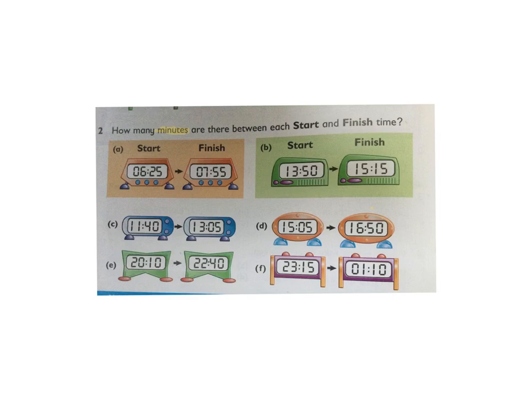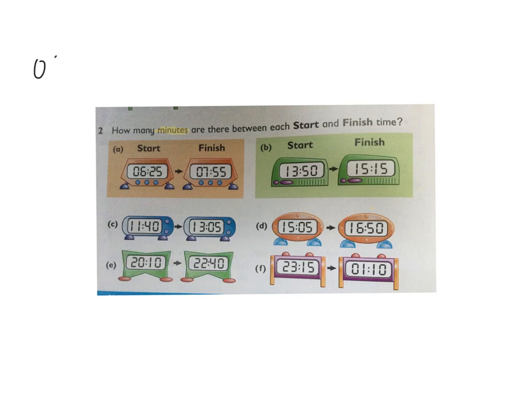Okay, so we're going to look now at how to calculate how long an event lasted. So the duration of time between a start and finish time. How many minutes are there between each start and finish time? If you look at the first one, it says 6:25 to 7:55. Now you could use a strategy similar to this. Some of them might be easier than others to work out, and you may not need to use this strategy, but for some it might be quite tricky, and maybe this method will help you.